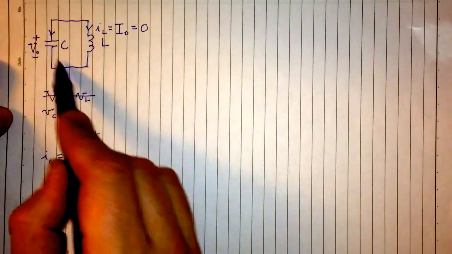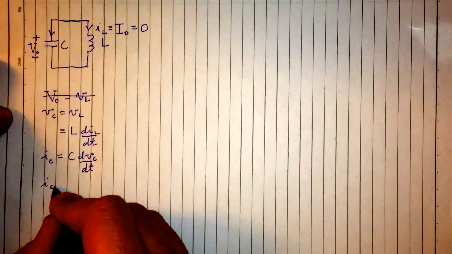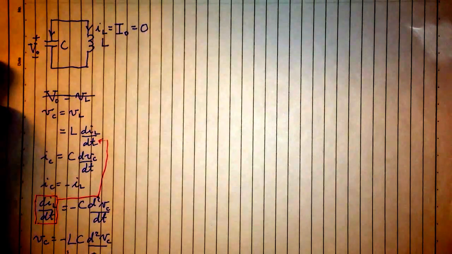KCL now at this node tells us that IC is equal to minus IL, and if we differentiate that, we see that dIL dt is equal to minus C times the second derivative of V. Now this is pretty good because this right here plugs in very nicely up here, so we can rewrite that KVL as VC is equal to minus LC d squared VC dt squared.